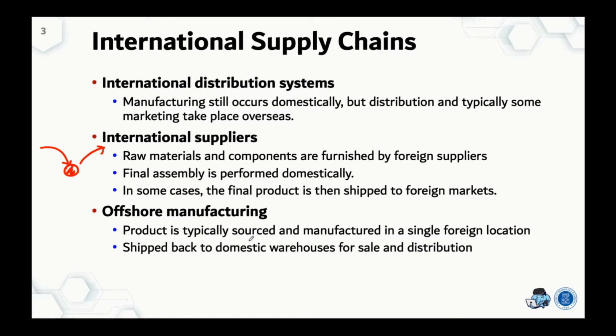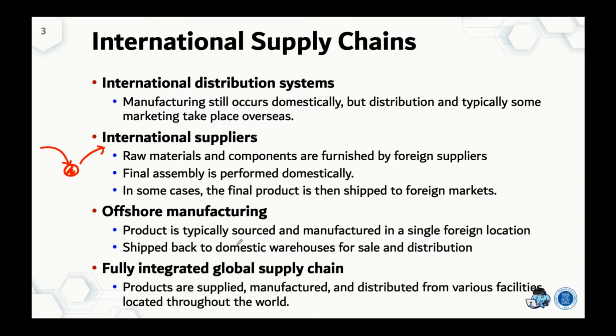The offshore manufacturing: the product is typically sourced and manufactured in a single foreign location, and this is shipped back to a domestic warehouse for sales and distribution inside the country. This is called offshore manufacturing, so the manufacturing is conducted outside of the company. And then the fully integrated global supply chain means the products are supplied, manufactured, and distributed from various facilities located throughout the world. So we can source from many countries, then assemble in one country, and then distribute again to many countries.